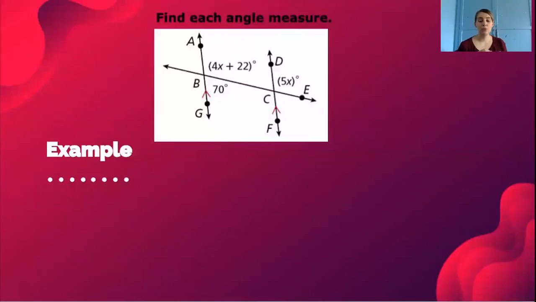Okay, looking at this first problem, I want to find each angle measure in my example problem. So what I see here is that I have my angle ABC right here and my angle DCE. Those are the only ones that I have any information about. I see from my two little lines though, the little arrows, that those lines are parallel. So I have a transversal.